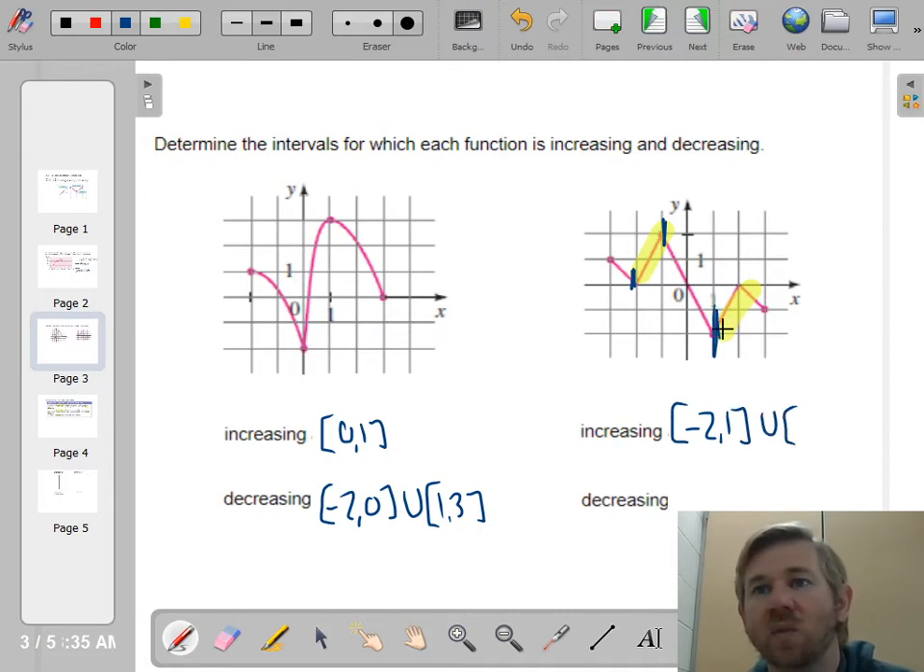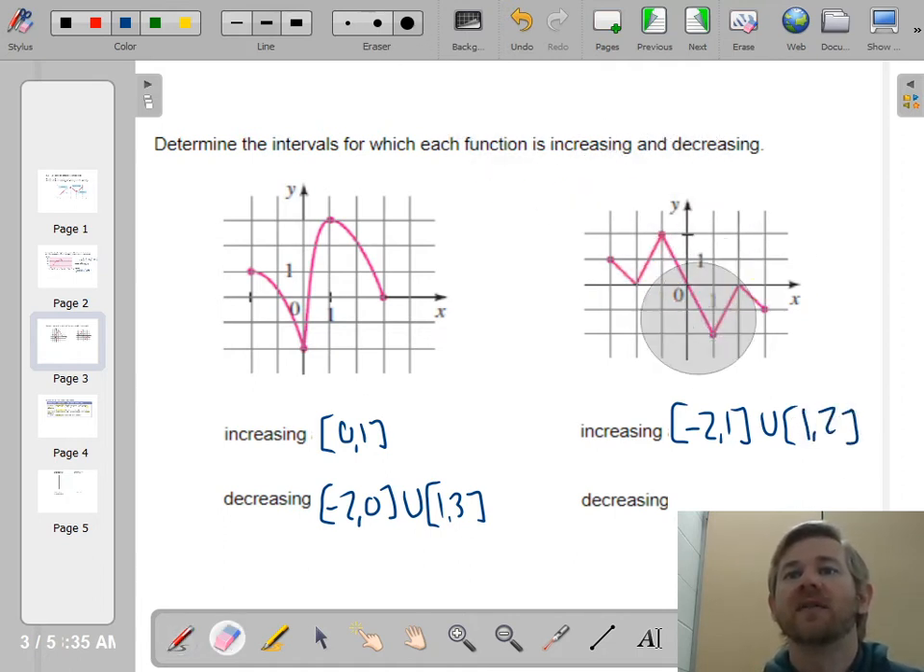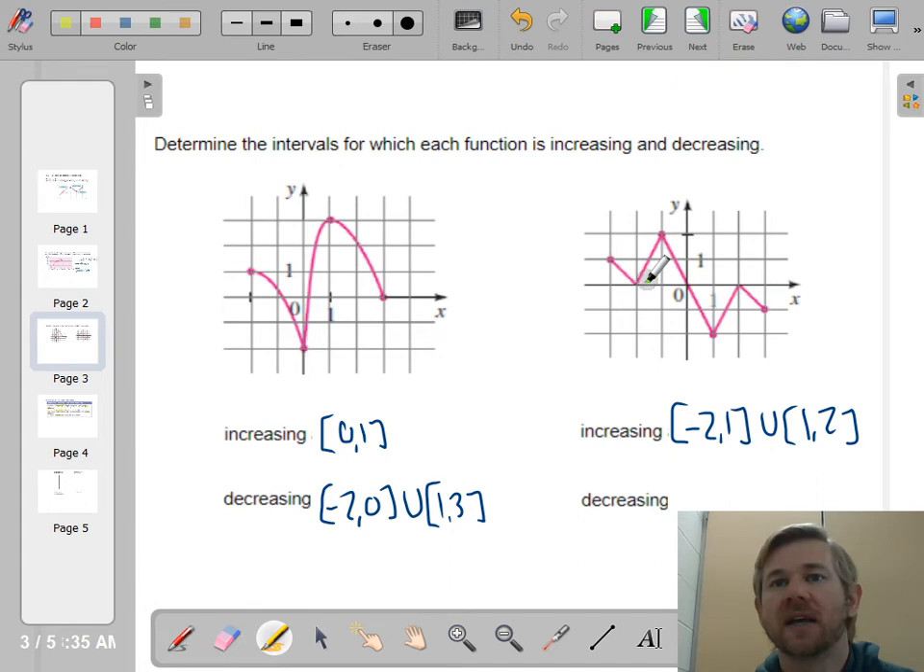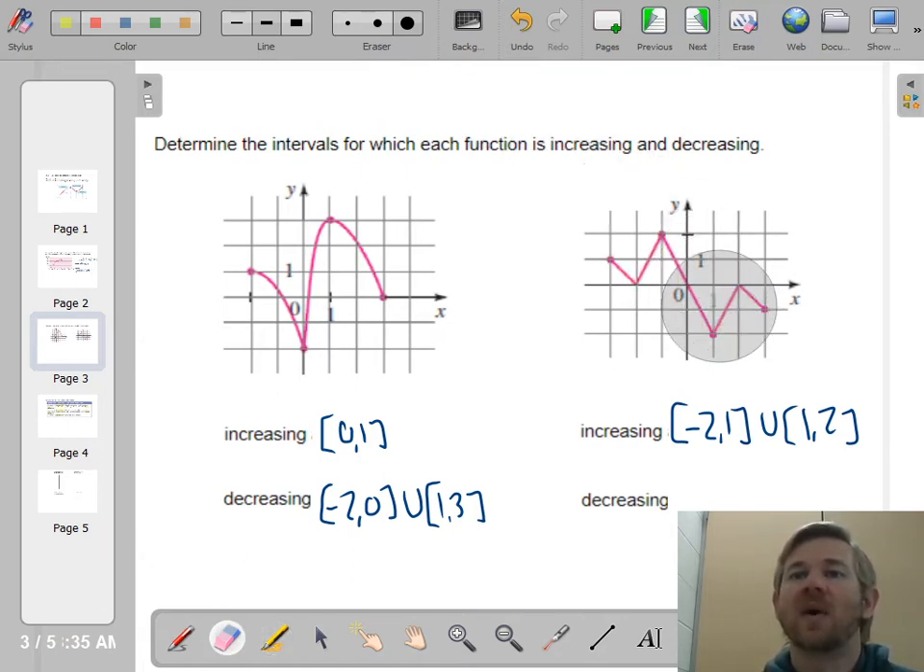Union, that's 1 to positive 2. Those are intervals of increasing, from negative 2 to negative 1 and from positive 1 to positive 2. Those are where it's going up. Those are the x values where it's going up. Now I'm going to do the same thing with the y's, so it's decreasing there and there and there.